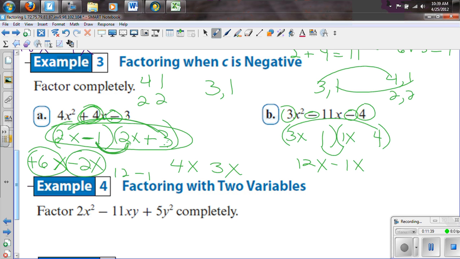Well, yes, it does. But when we do it this way, we get positive 11x, and we need negative 11x, so we need to have the 12 be negative. So if the 12 is going to be negative, then the 3x times the 4 has to be negative, and the 1x times 1 has to be positive. So 3x plus 1 times x minus 4.